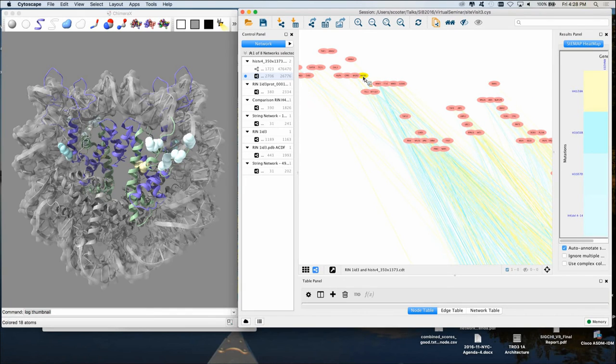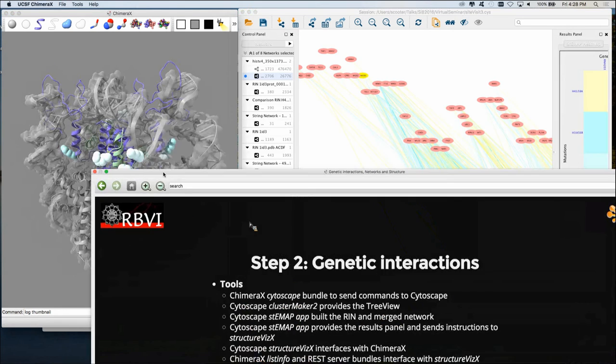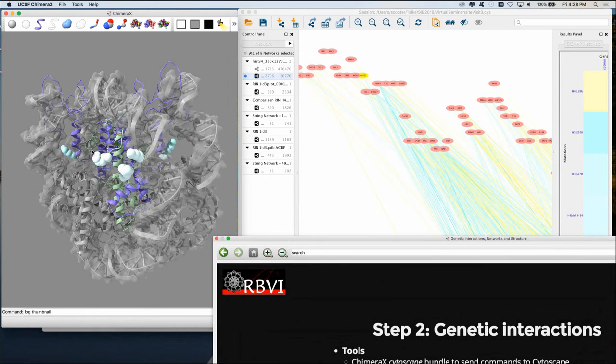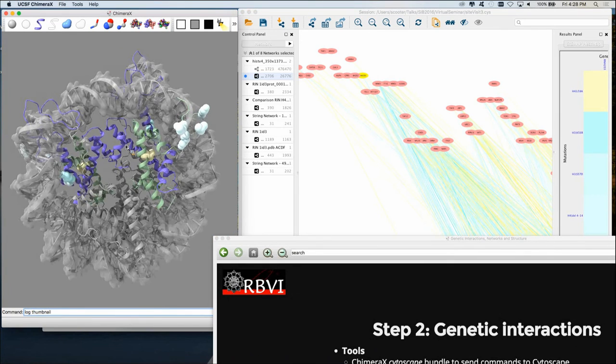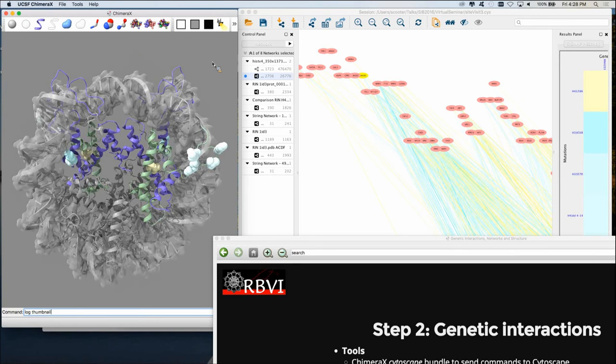And now what you just saw when I clicked on the gene is, not only did I get my heat map for that specific gene, but over here in Chimera, we actually annotated the structure by changing the side chain conformation, showing the spheres on the side chain, and coloring those spheres by the level of genetic interaction. So this gives us a really unique way to begin pulling both of these pieces of data together.